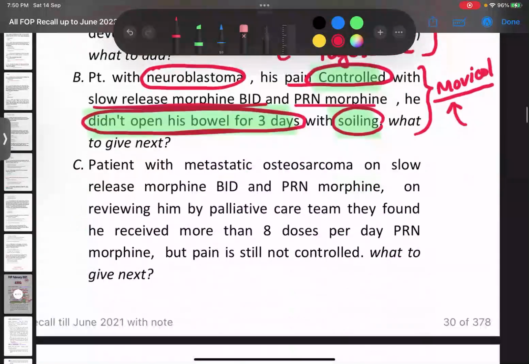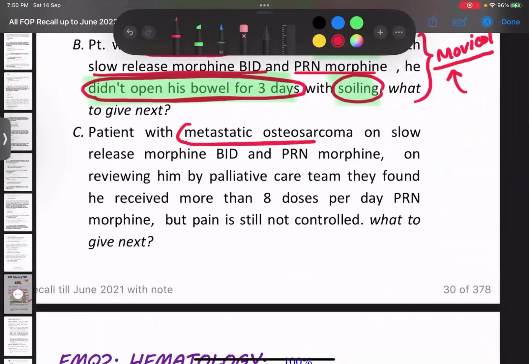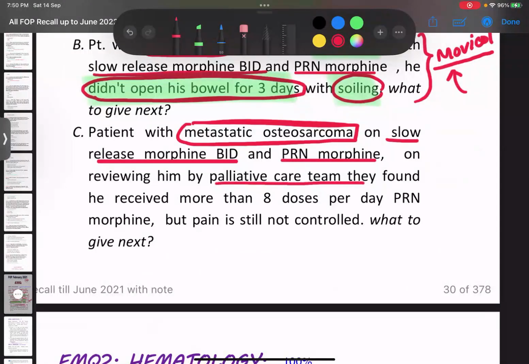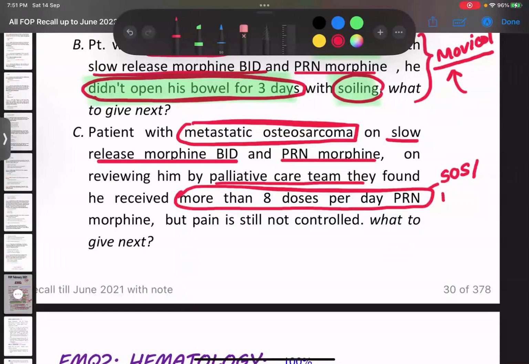Yes. Okay. Patient with metastatic osteosarcoma on slow release morphine BID and PRN. On review by the palliative care team, they found he received more than 8 doses per day of PRN morphine. PRN morphine means short acting morphine or SOS dose, or we can say these are the small breakthrough doses. But pain is still not controlled. What to do next? What do you think we can do?